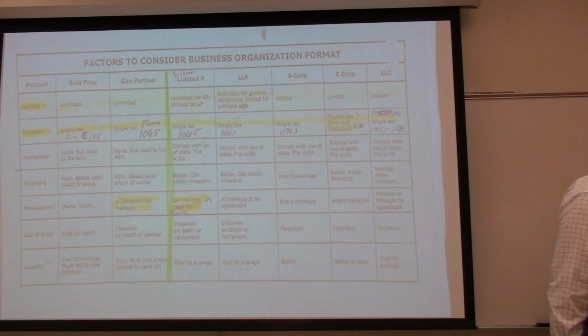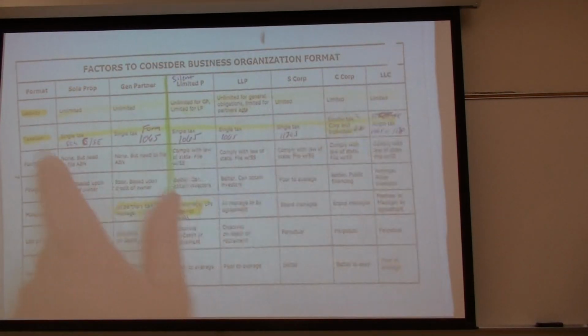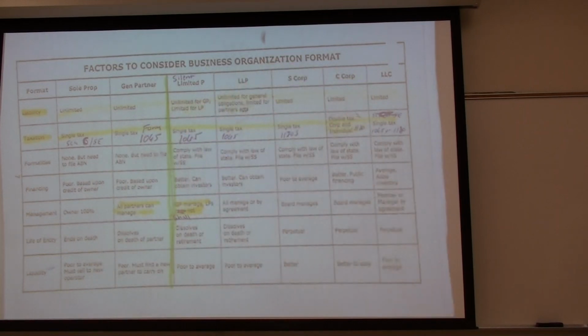So I'm going to diagram this out. You guys can just stay on page 7, and we're just going to work our way through from sole proprietorship over till we get to LLCs.